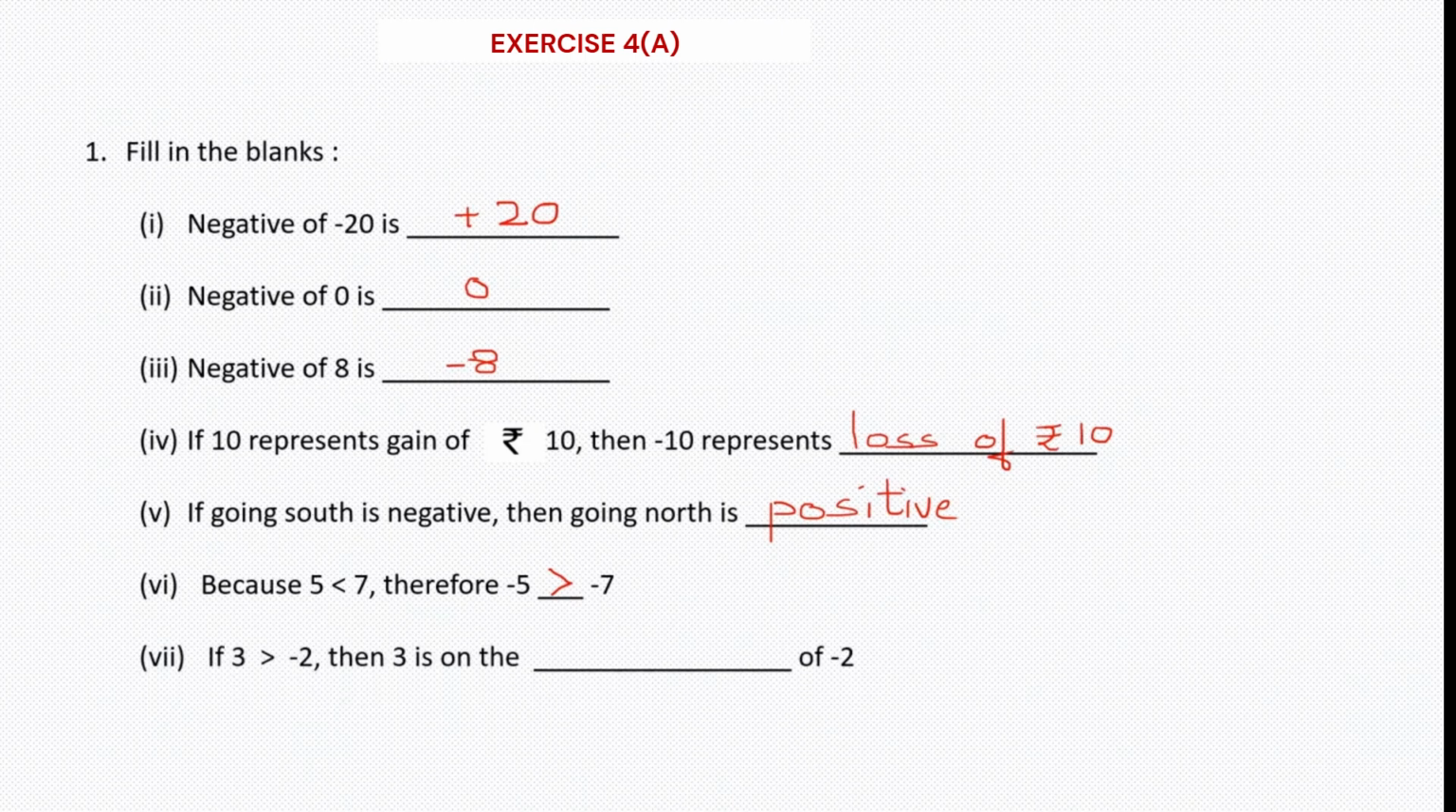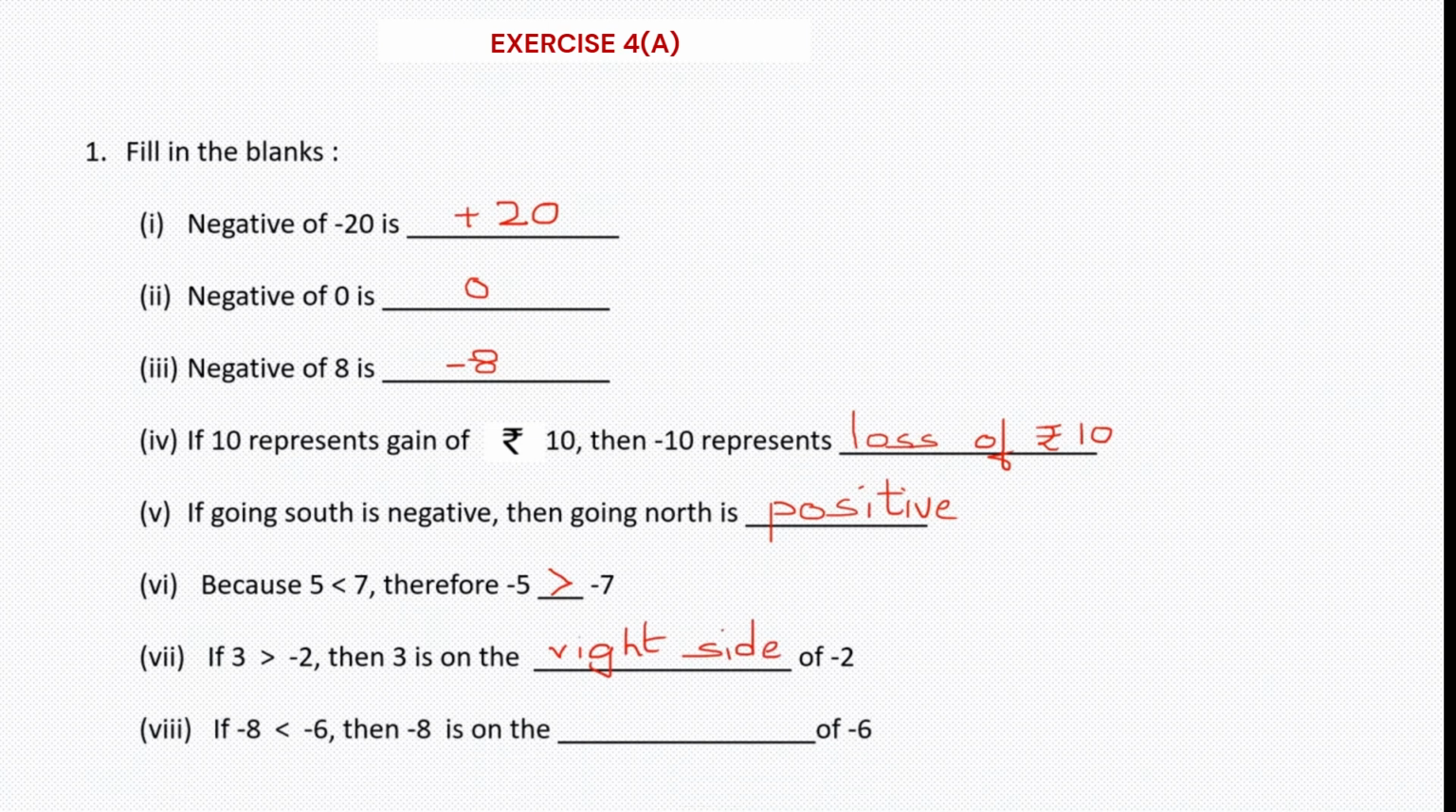If 3 is greater than minus 2, then 3 is on which side of minus 2? As we know in the number line, the positive numbers, the greater numbers are all on the right hand side. So here the question is, if 3 is greater than minus 2, then 3 is on the right side of minus 2. So all greater numbers are on the right side. If minus 8 is smaller than minus 6, then minus 8 is on the left side. All smaller numbers are on the left side.